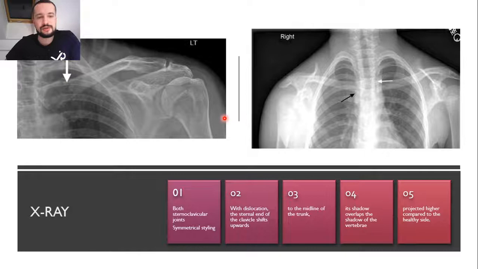To confirm the diagnosis, radiography of both sternoclavicular joints in a strictly symmetrical arrangement is necessary. In case of dislocation, the sternal end of the clavicle shifts upwards and towards the midline of the trunk. Its shadow overlaps the shadow of the vertebrae and is projected high compared to the healthy side. And there you see the right X-rays, where we see that one clavicle is higher than the left.